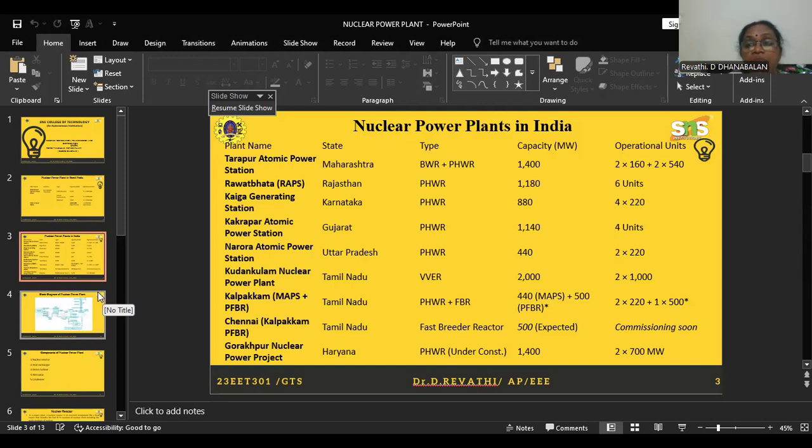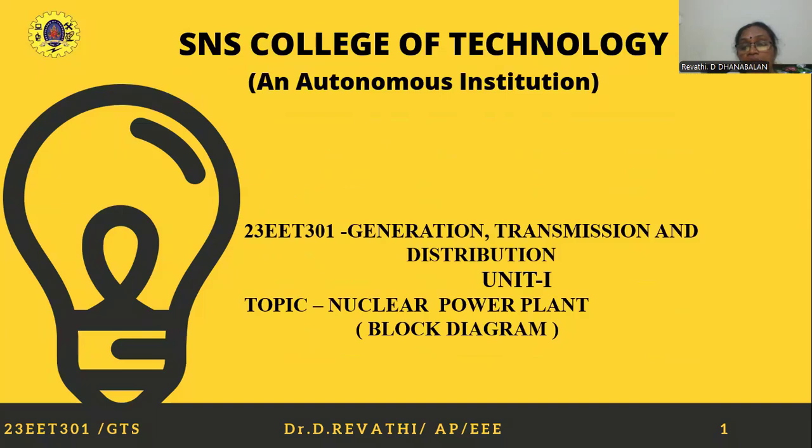In this series, we are going to see the nuclear power plant, the working principle of a nuclear power plant, in the block diagram approach. I think in the last class, we discussed how many power plants are available in Tamil Nadu and all over India, and how much percent capacity they are generating. All the information we have discussed.